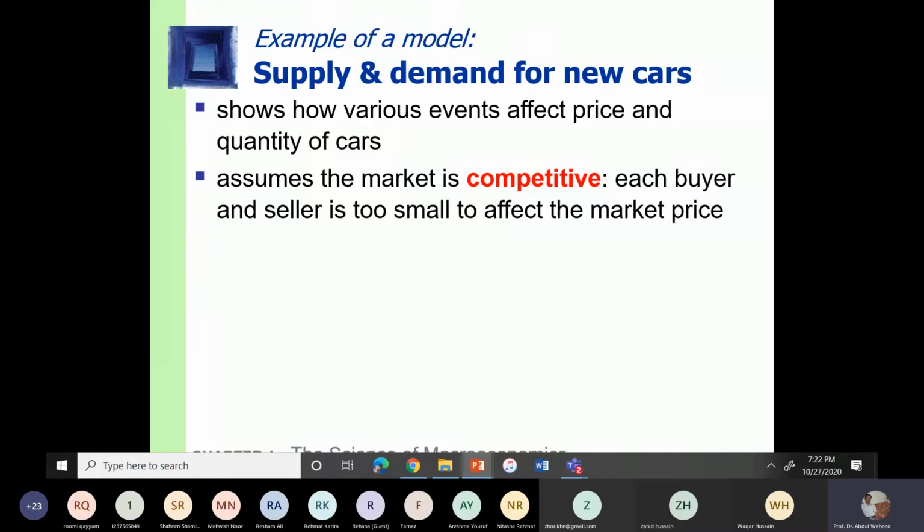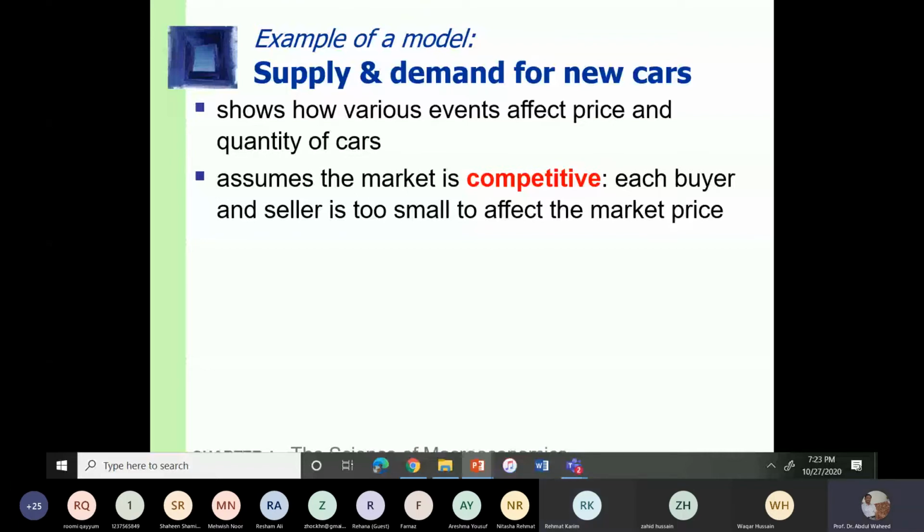Yes. Any answer? Sir, in a perfectly competitive market, a slight change in your product price will change your demand for the product.